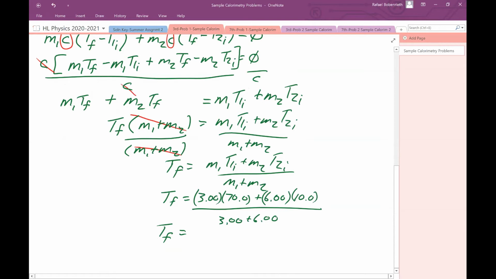When you crunch that out in your calculator, go ahead and take a moment to do that. That's the other thing I would say, really important. Obviously, if you need to use your phone, that's fine. I just strongly recommend that you don't get in the habit of using your phone, because on a quiz or exam, you won't be able to. So I get 270 divided by 9, which comes out to 30.0 degrees Celsius.